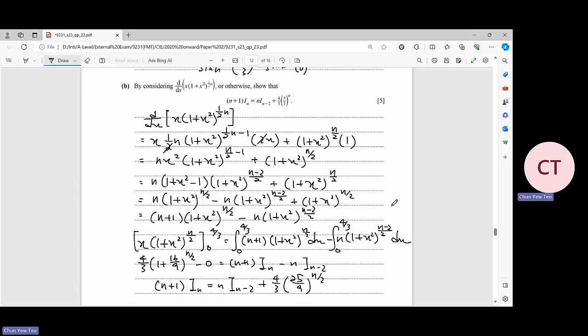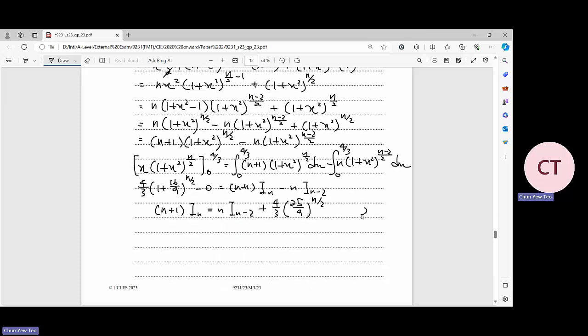Okay, so you can see that because 25 over 9 is actually 5 over 3 squared, and this one is divided by 2. So at the end, you can simplify them and it will become like this: 5 over 3 power of n. This is what you will get.